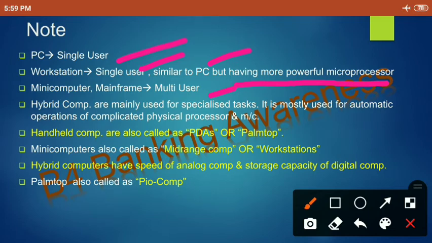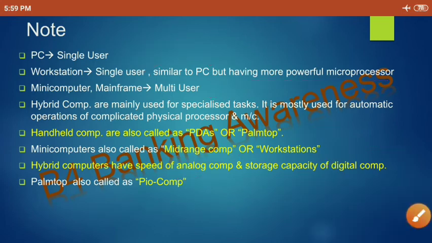Handheld computers are also called PDAs or palm tops. Mini computers are also called mid-range computers or workstations. Hybrid computers have speed of analog computer and storage capacity of digital computers. Palm top is also called pure computers. These points are very important and questions can be asked from these points.